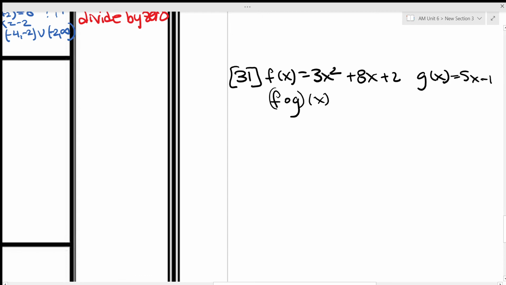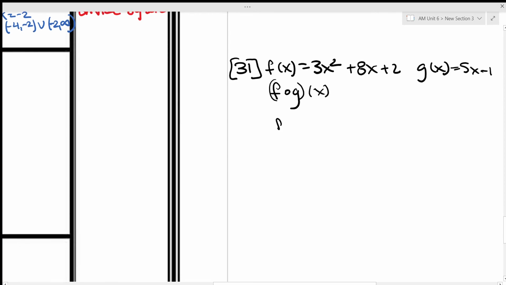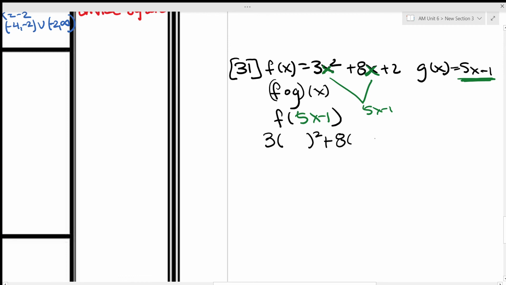Now, f is the outside function. And we're going to substitute our function for g into that. So this is going in here. That means that we're going to plug it in for this x and this x. So I'm going to end up with 3 times something squared plus 8 times something plus 2. That something is 5x minus 1. Oh, I'll have to do it with my green pen.